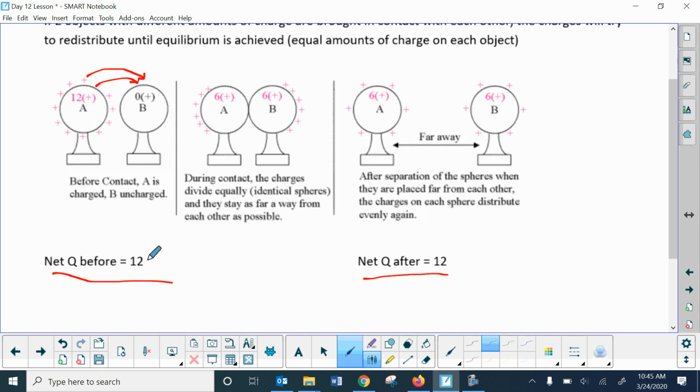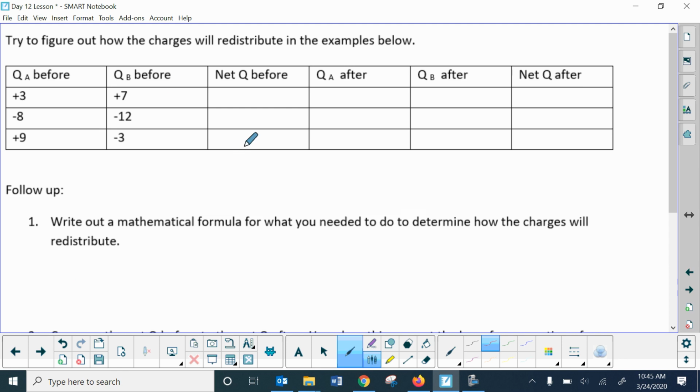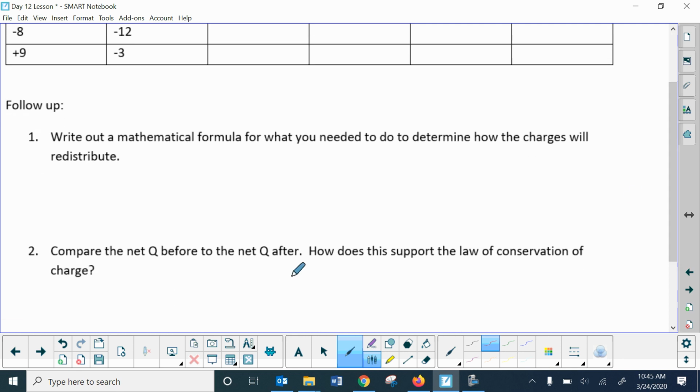The net charge before is 12 because 12 + 0 is 12, and then afterwards it's 6 + 6, so that's still 12 too. So you're going to fill this out and then come up with an equation to do that, and later on in this video we'll talk through another example, and maybe I'll give you some hints on how to get that, but it's not too difficult. I think you're going to be able to figure it out here. The charge before and the charge after should be helping you answer this question for part 2.